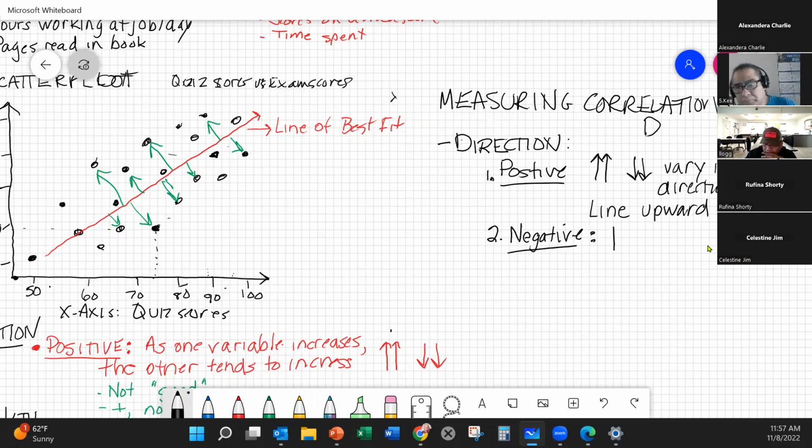We could have a negative relationship, meaning that as one variable increases, the other decreases. So they still vary systematically, but in opposite directions. And the line of best fit is downward. And when we write out the calculation for it, it will be a negative sign.